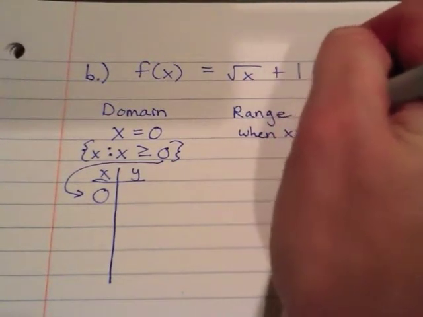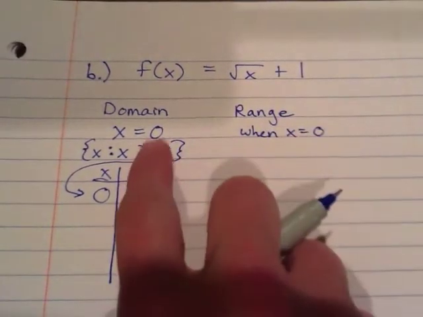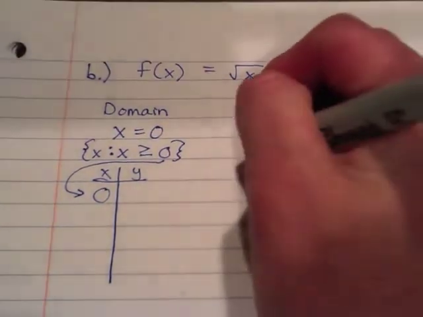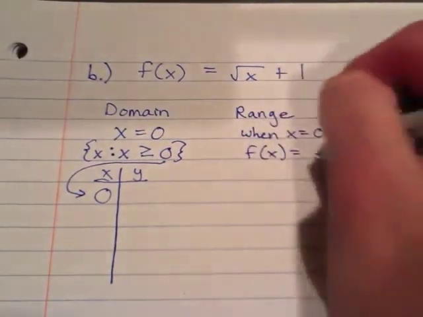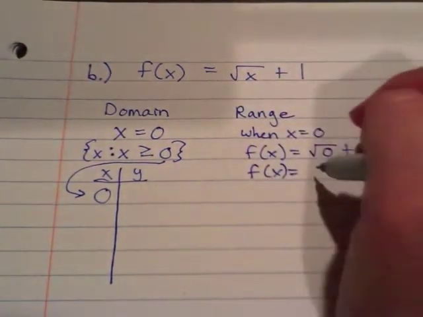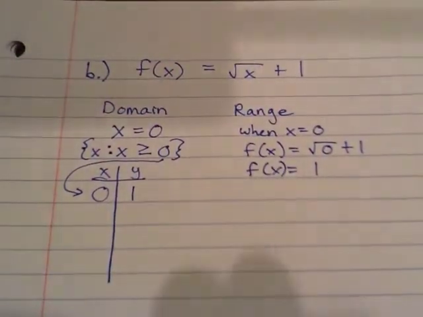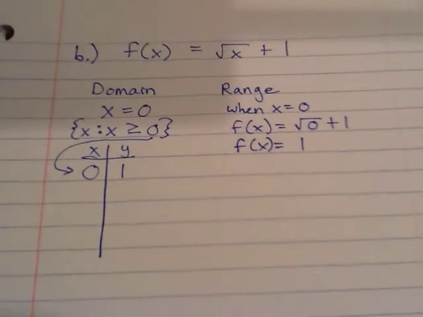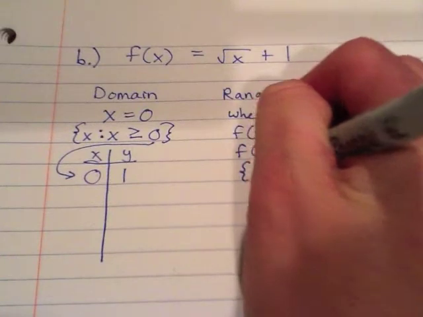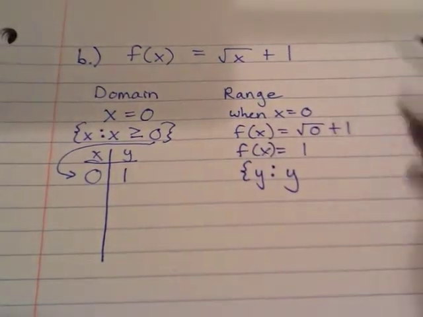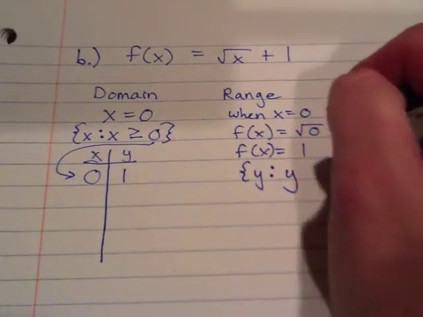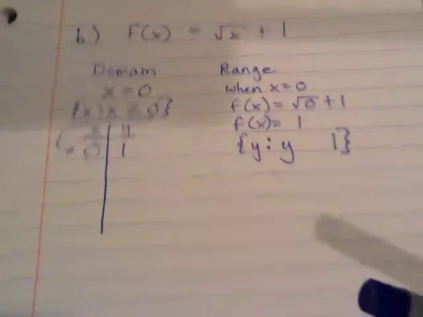So when x equals 0, and the only reason I'm doing x equals 0 is because that was my domain value. If this had been another value, I'd have a different number there. f of x equals the square root of 0 plus 1, so f of x equals 1. So your first point that you're going to graph is (0, 1). And your range is y such that all your y's, in this case, I'm going to have you wait and see the pattern, but they're going to be something in relation to 1.